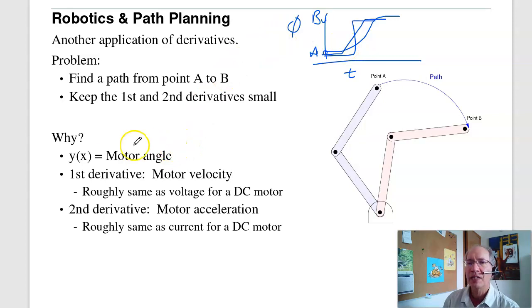The angle is just the angle. The first derivative is the velocity of the motor. For DC motors, velocity is roughly voltage. The second derivative is acceleration. For DC motors, acceleration is basically current. So by looking at the first and second derivative, I can see what voltages I need to apply to the motors and what current I need to apply.